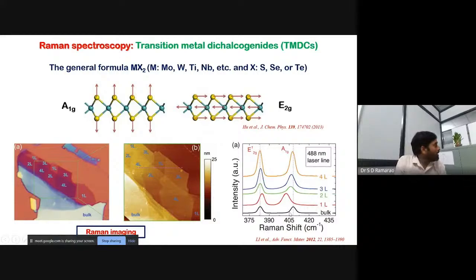If you take bulk TMDC, you will have these two peaks, E2G and A1G. We'll take the difference between these two values as a very fundamental parameter, take that as the standard value, and compare it with these values.